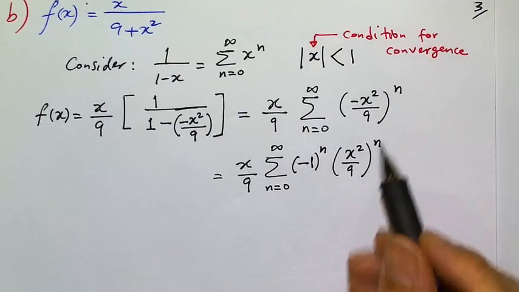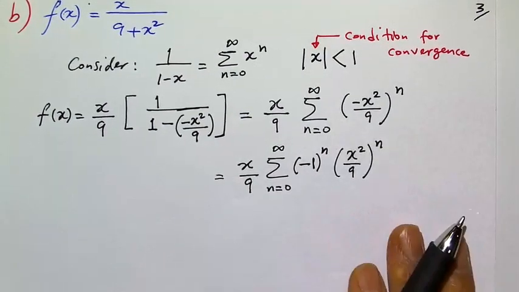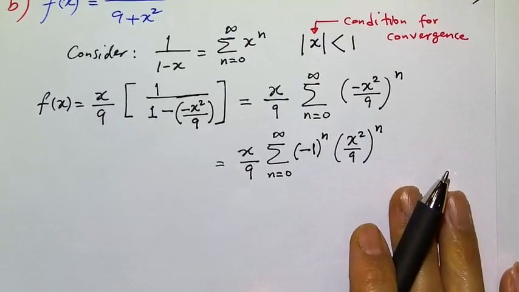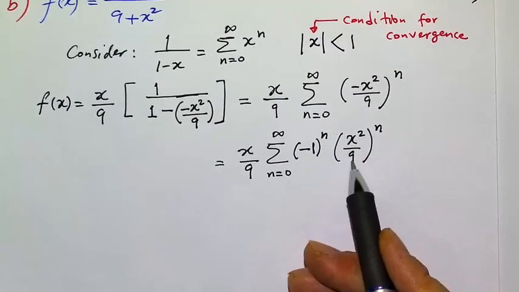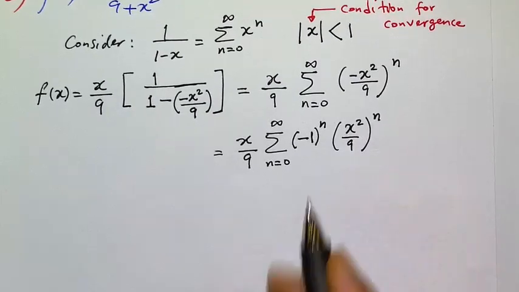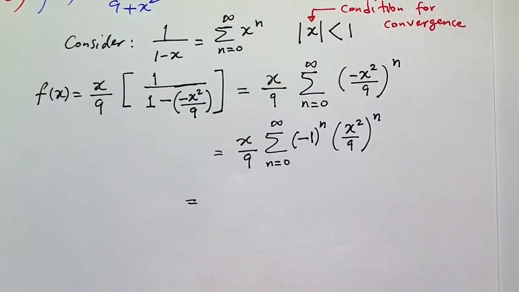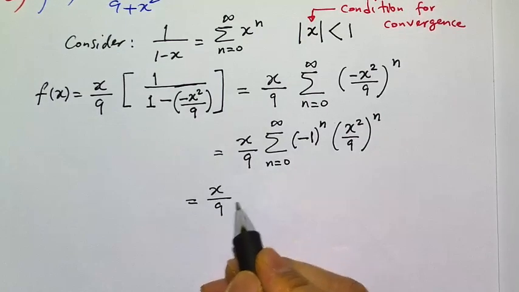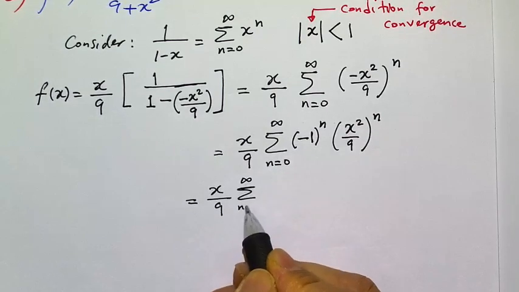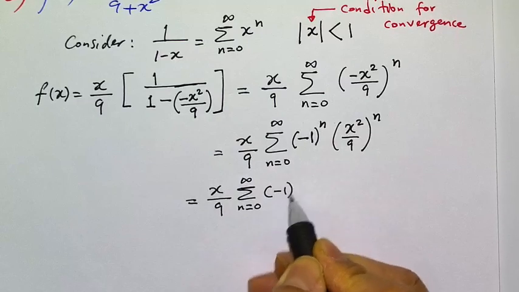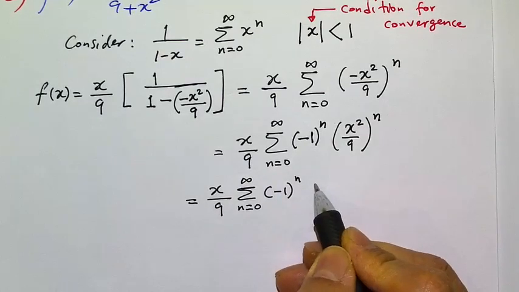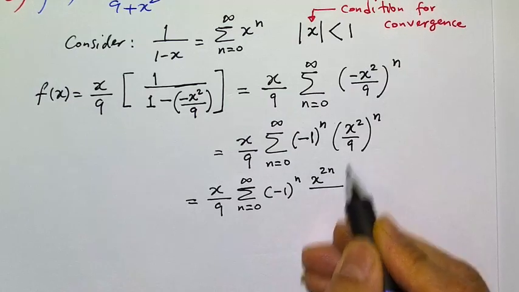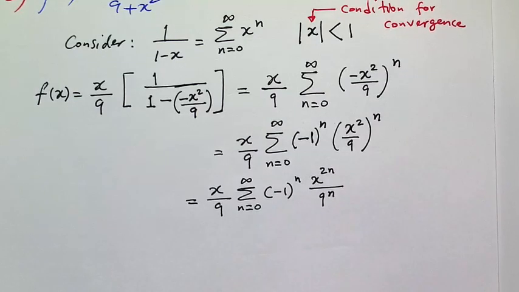Okay, that's one step simplified from the previous one. Can we distribute the n? Absolutely. We can distribute this power on the outside to each one of the terms here. Let's do that. And so we have x over 9 times x to 2n divided by 9 to n power.